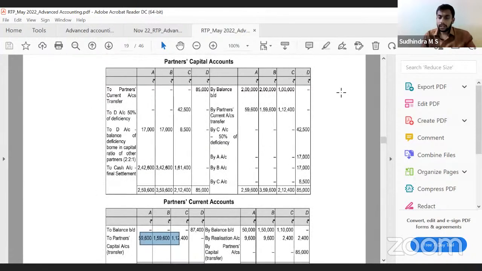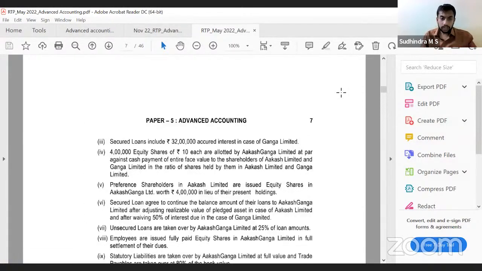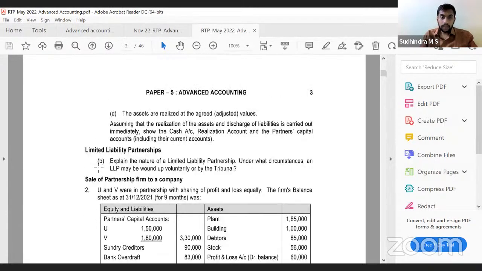Next question. Next question is question 1B. Explain the nature of LLP. So we have to bring in all the characteristics. It has perpetual succession, separate legal entity, limited liability, those properties that we have, characteristics. Those characteristics we have to explain.